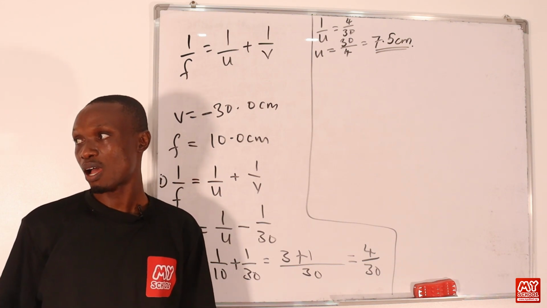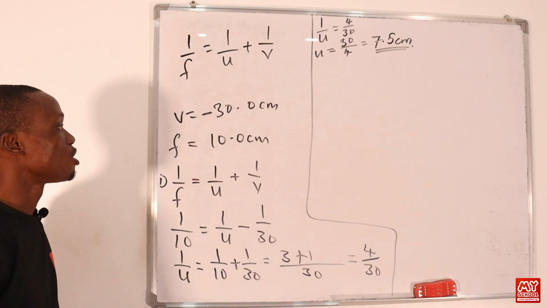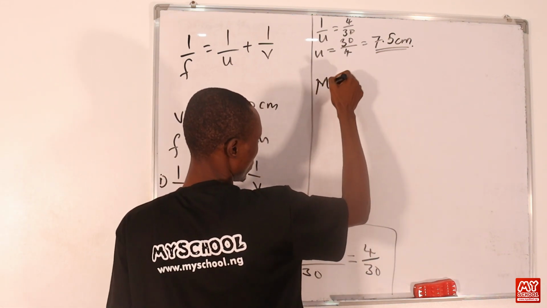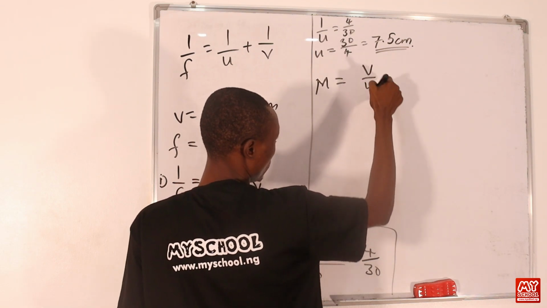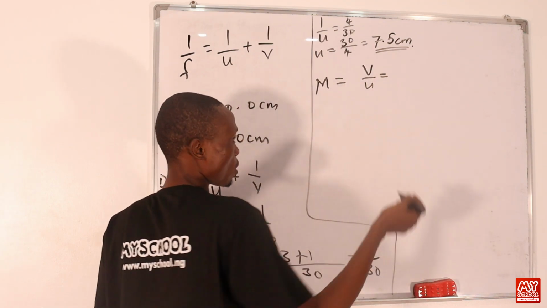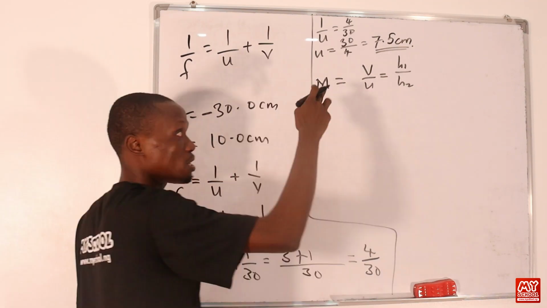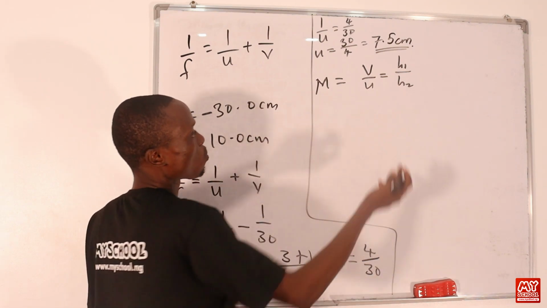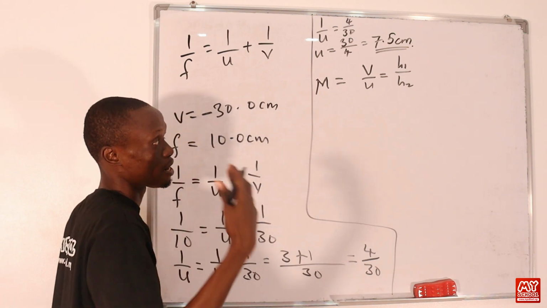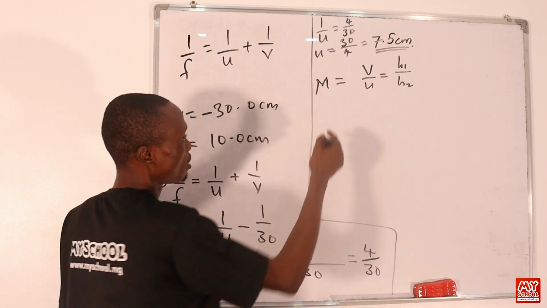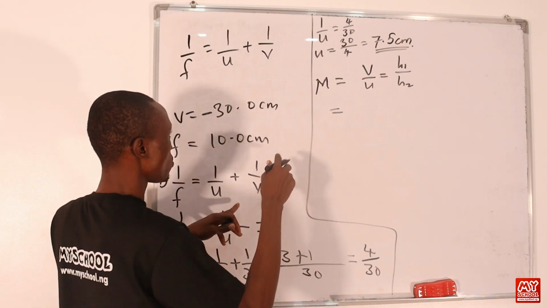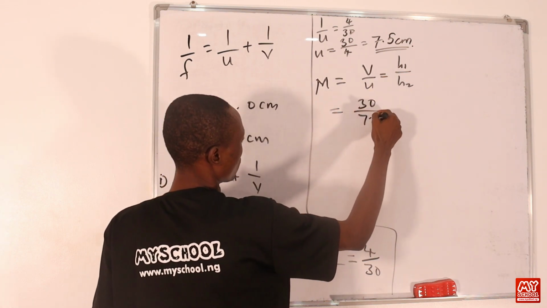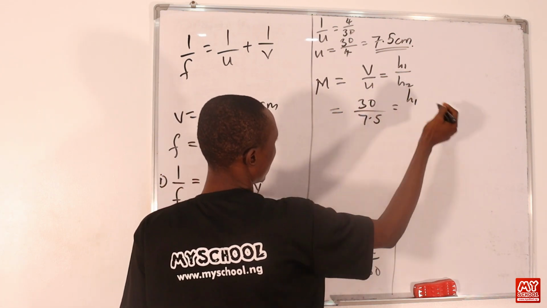Now let's move to question II, the size of the image. So since we are calculating for the size of the image, remember that magnification is equals to V all over U, right? Which is also equals to H1 all over H2, right? So HI there represents the height of the, or the size of the image, okay? While H2 here represents the height or size of the object, right? So let's substitute. So here we know our V here to be equals to 30 and our U to be equals to 7.5, and this will be equals to H1 all over.